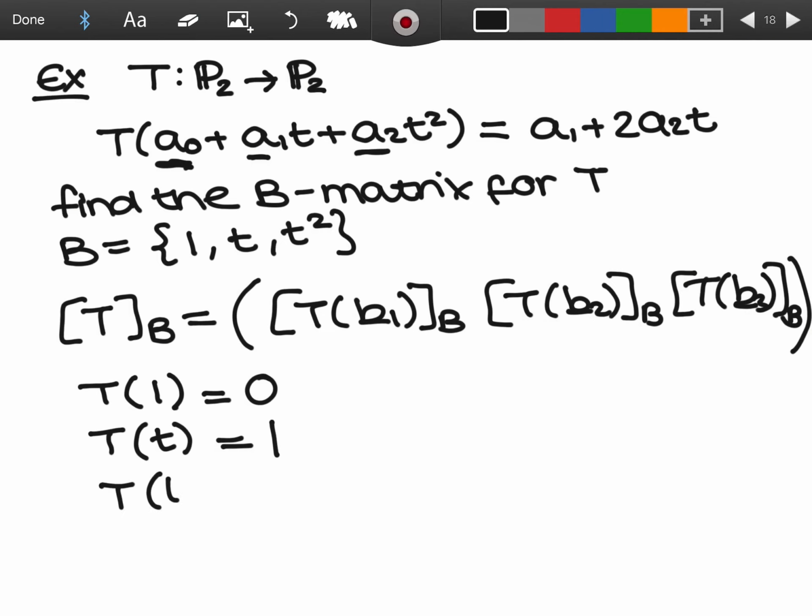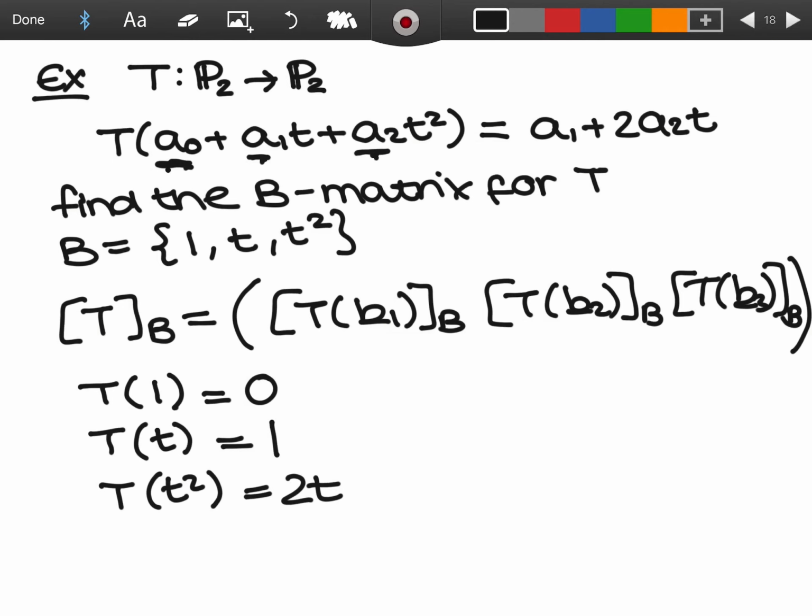And then T of t squared. That would make a0 0, a1 0, and a2 1. So that would map to 2t. And that's exactly what we expect. If this linear map is the derivative map, each one of these takes the derivative of each of those basis elements. So this is what we get. Now we need to write this in terms of our basis, so we need the B coordinate vectors.